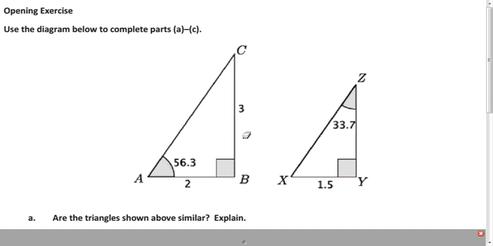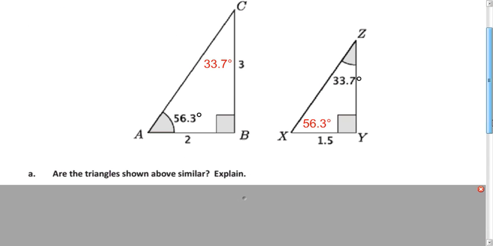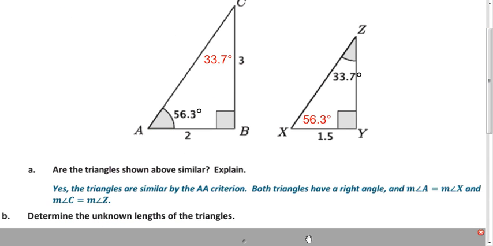So you should be checking what the third angle is in these triangles, and here we get 56.3. So these both have 56.3 degrees and a right angle, so those are similar by angle. And similarly, you check that and you get 33.7 degrees. All right. So now we want to figure out what are the unknown lengths of the triangles.